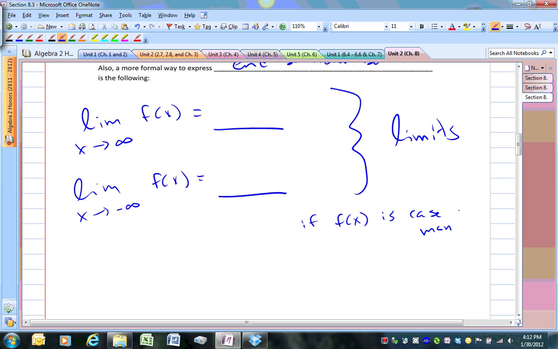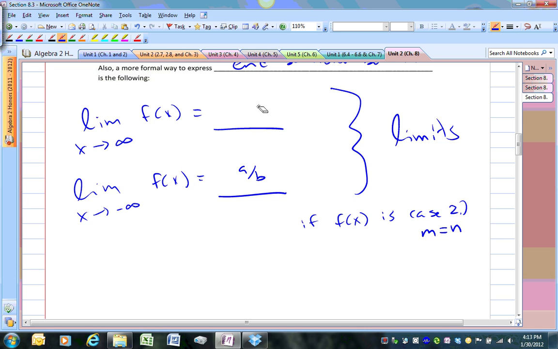If we have case 2, so that means that m equals n, the y values approach a over b when x gets really large or really small. So that's what happens to the y values.